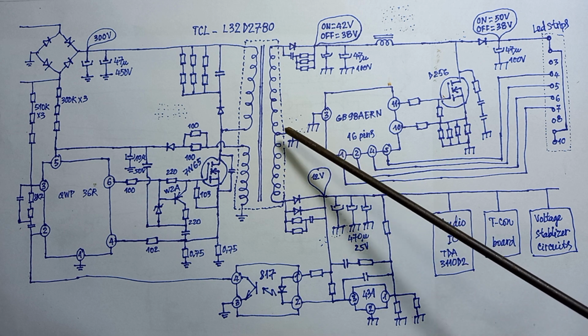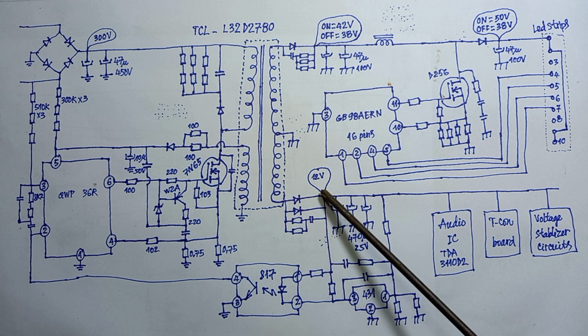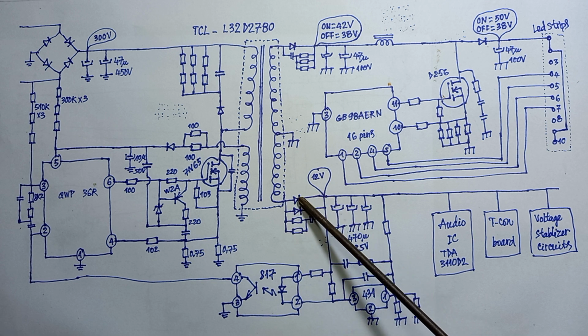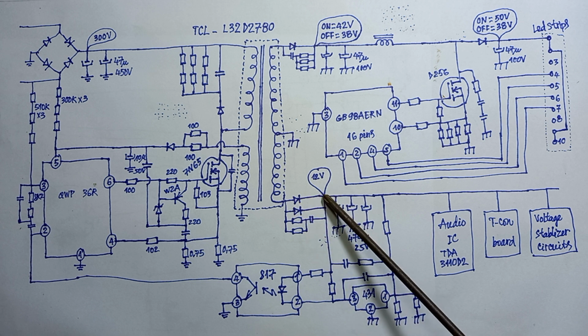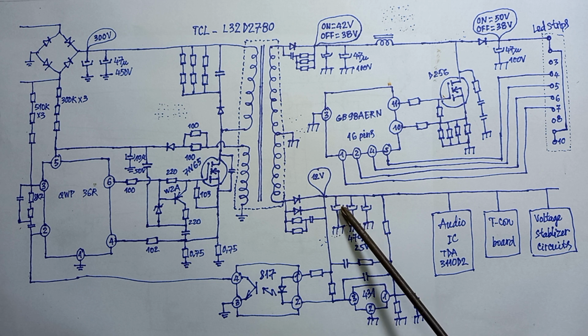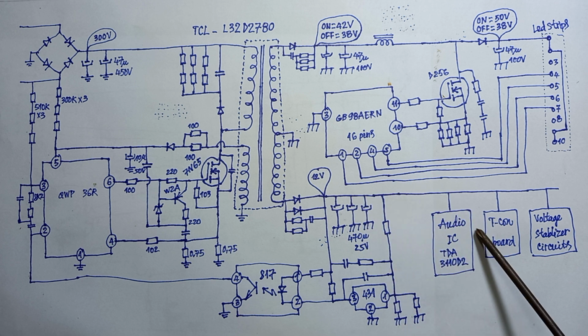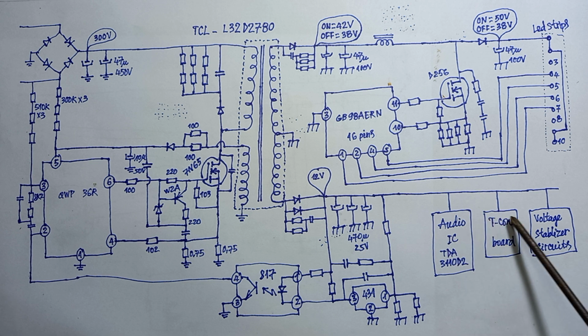Now let's see this coil and the 2 diodes. The 2 diodes will rectify the voltage 12 volts and filter by the 3 capacitors. The voltage here will supply for audio IC, T-con board, and some voltage stabilizer circuits.